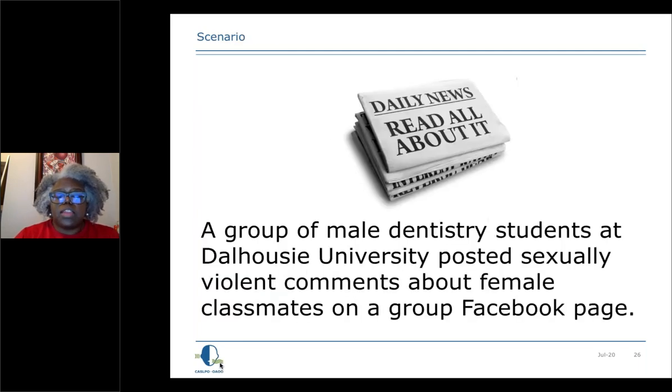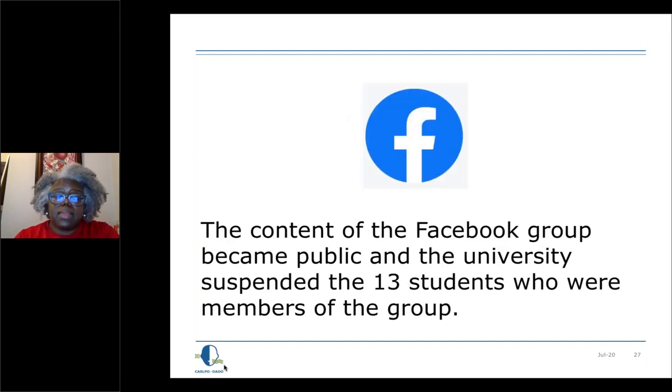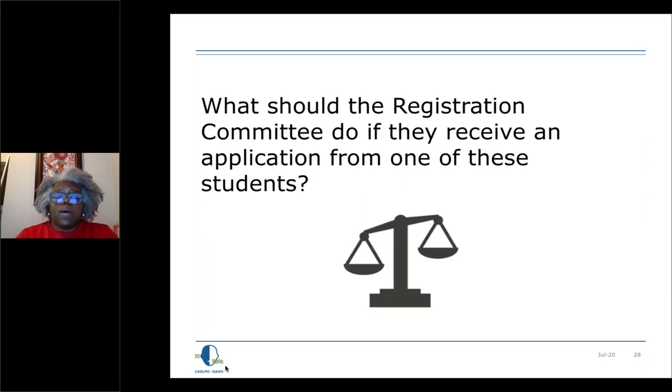So we've pulled this example from the headlines. A group of male dentistry students at Dalhousie University posted sexually violent comments about female classmates on a group Facebook page. The content of the Facebook page became public, and the university suspended the 3 students who were members of the group. So what should the registration committee do if they receive an application from one of these students?